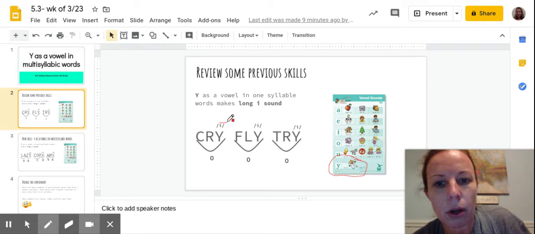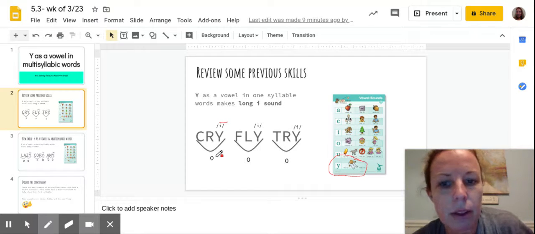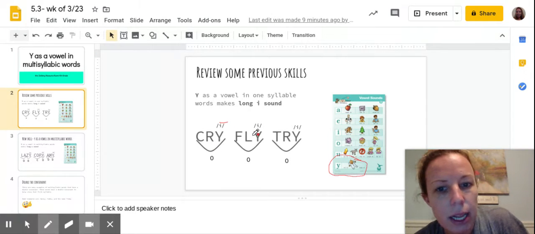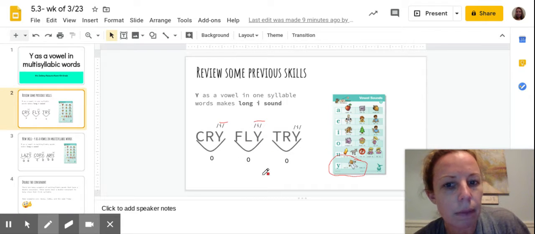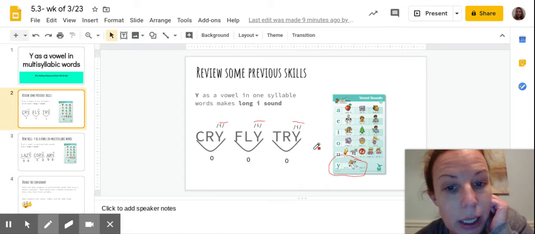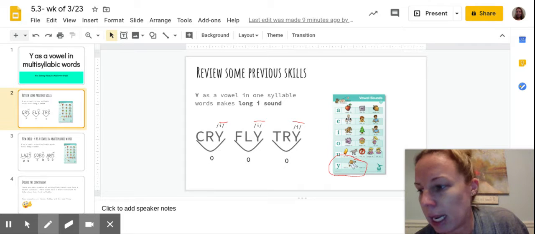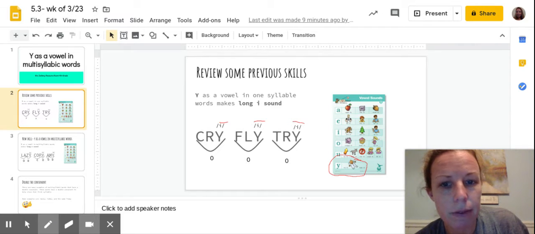So we could put a long vowel sound here, right? And this is an open syllable because it ends with a vowel, and that's why it's a long sound, okay? The same with the word fly. We hear a long vowel sound. So we have Y as our long vowel I, okay? We have another long Y with a long I sound for the word try. Okay, so this is the review skill. We did this in the beginning of step 5, and I think that was like 2 or 3 lessons ago.